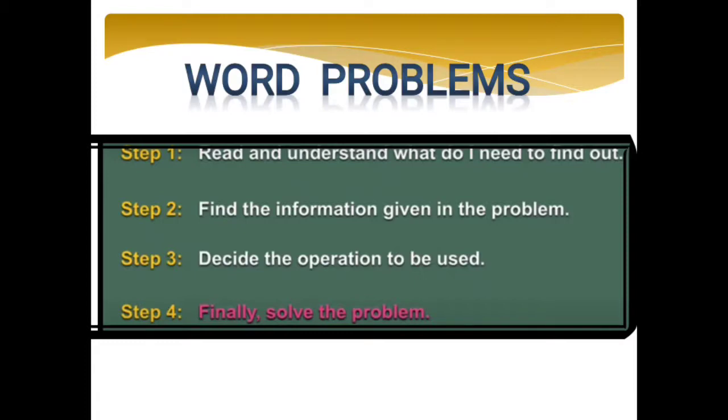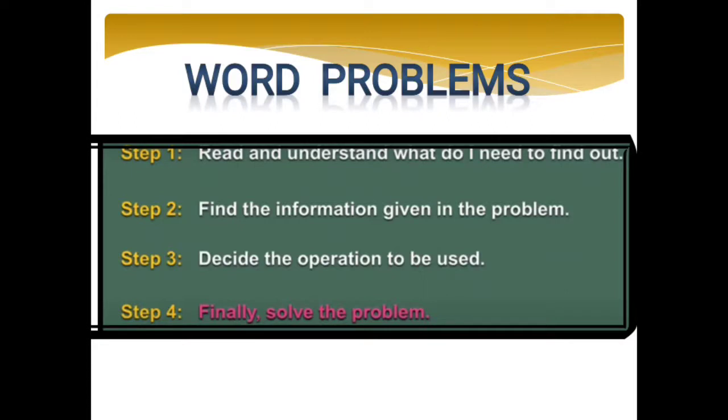You know the operation you will use in this question, but knowingly or unknowingly you make mistakes, and most probably the mistakes happen in word problems. So before solving the word problem, please follow these instructions. Number one instruction, read and understand what I need to find out. It means at least two times we read the question very carefully and we understand what the question wants to say.